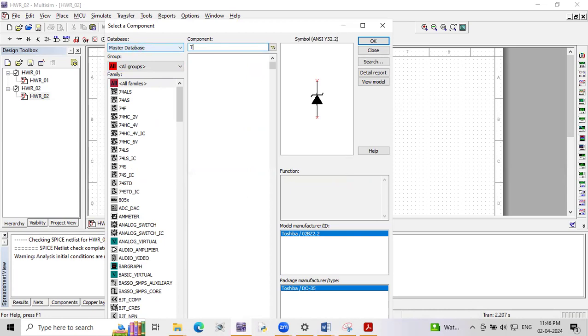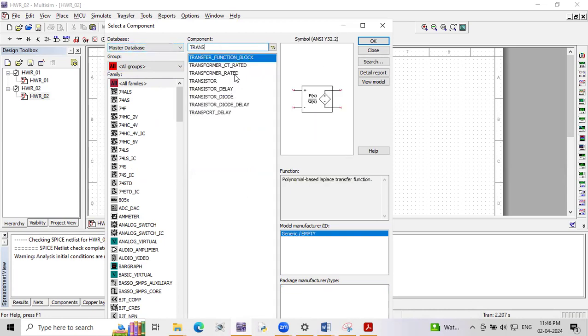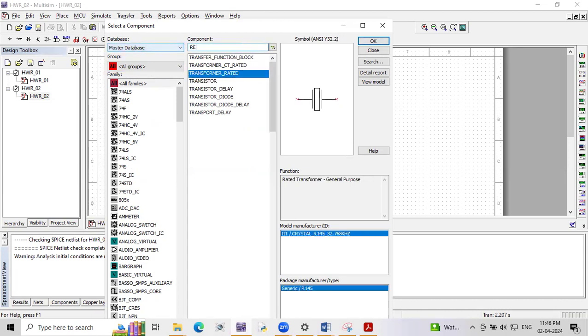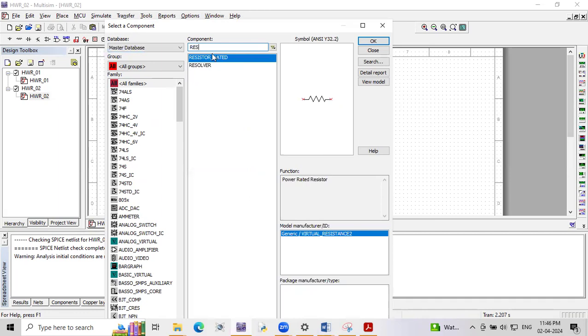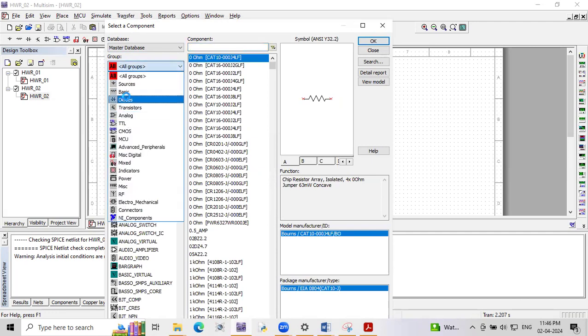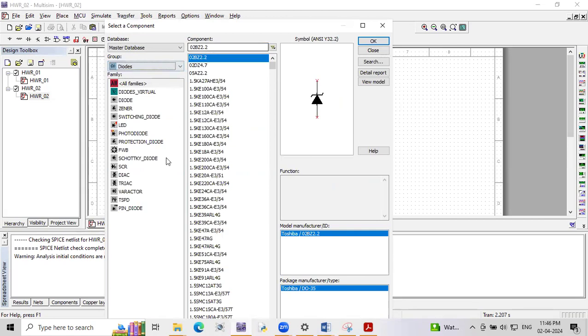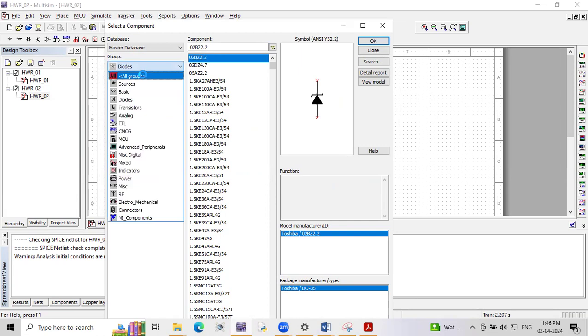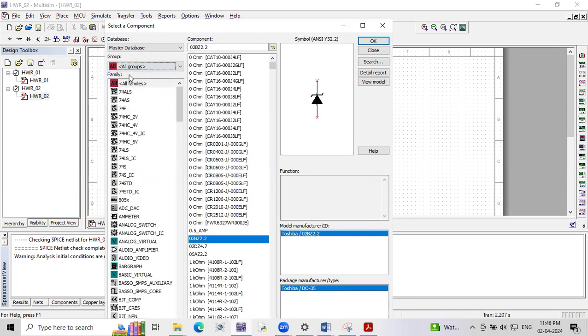Transformer, you're going to get a transformer. Rated transformer. You want a resistor, you're going to get a resistor, whatever it may be. You can type anything and you're going to get the component. That's the method. Otherwise, if you kept the basic category, you would only get diodes, only resistors. So for ease I'm going to keep it in all groups.